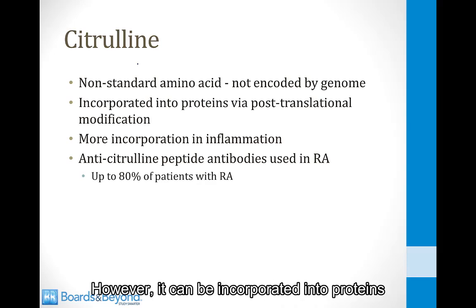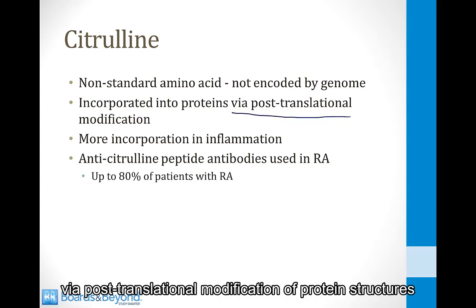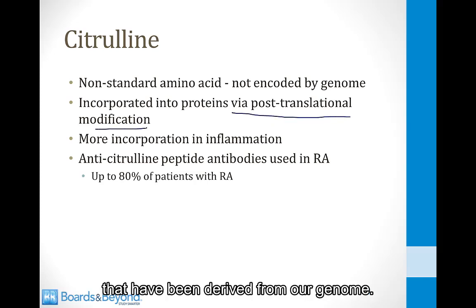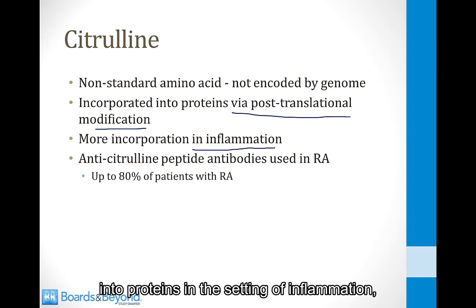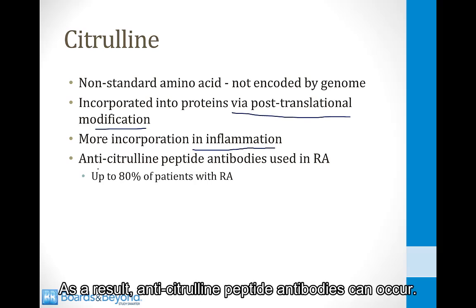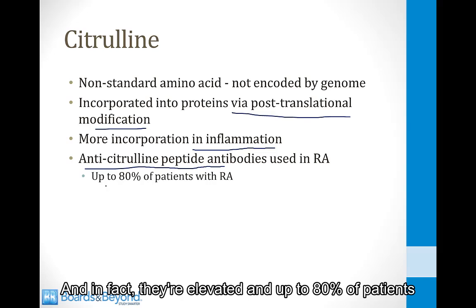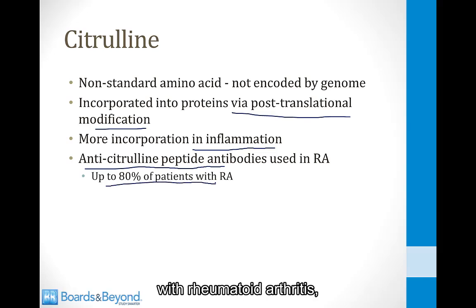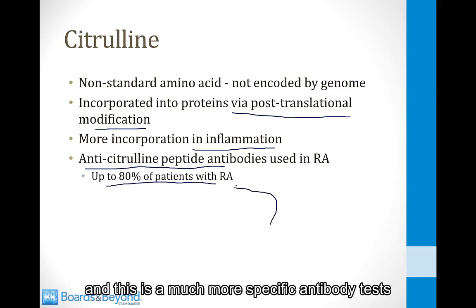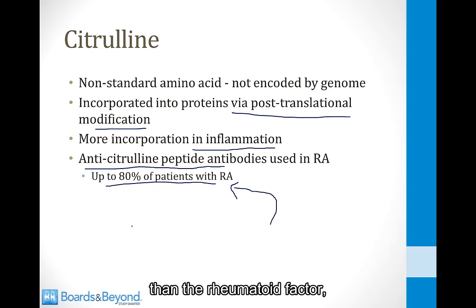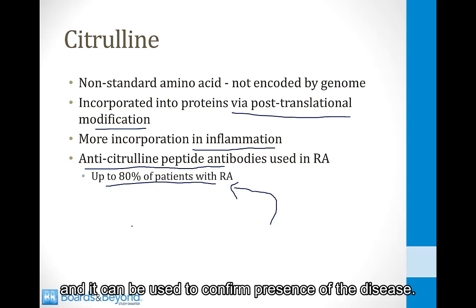However, it can be incorporated into proteins via post-translational modification of protein structures that have been derived from our genome, and it turns out there's more incorporation into proteins in the setting of inflammation, especially in rheumatoid arthritis. As a result, anti-citrulline peptide antibodies can occur, and in fact they're elevated in up to 80% of patients with rheumatoid arthritis, and this is a much more specific antibody test than the rheumatoid factor, and it can be used to confirm presence of the disease.